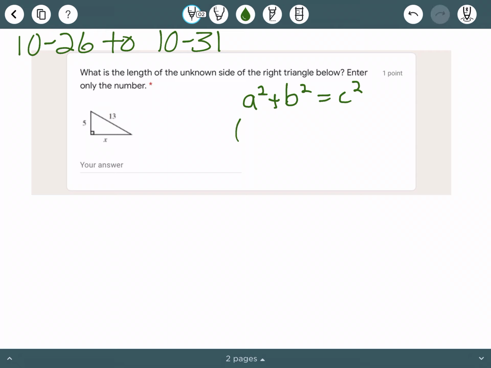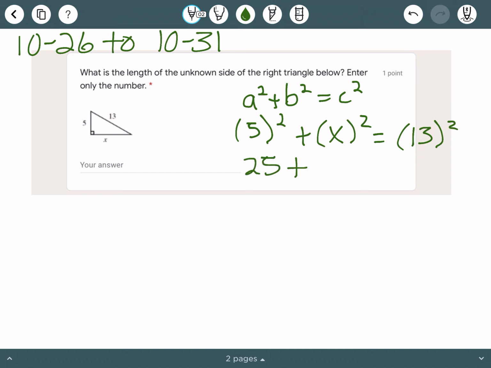So let's go ahead and start plugging into our Pythagorean theorem. We can do 5 squared plus x squared equals 13 squared. Alright, well 5 squared is 25. Then we get x squared equals, and 13 squared is 169.